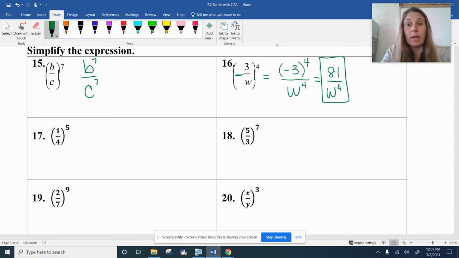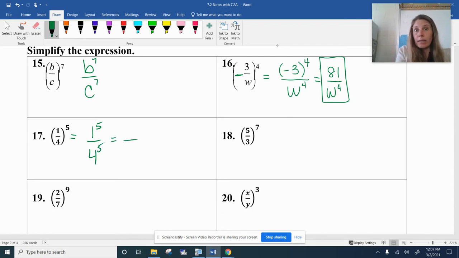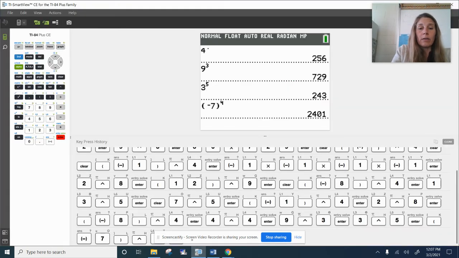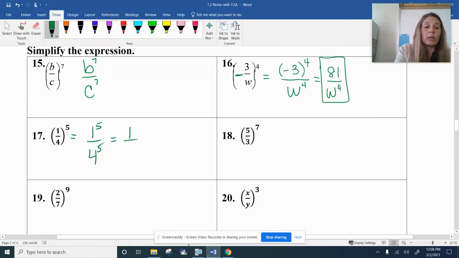Notice it's a positive 81 because we had an even amount of negatives. All right, number 17, both the top and the bottom are going to get this power of 5. So 1 to the 5th and 4 to the 5th. So 1 to the 5th, I can definitely work that out. That's just 1. And 4 to the 5th, I think you're going to get something decently large, but probably still doable. 1,024. So it'd be 1 over 1,024.